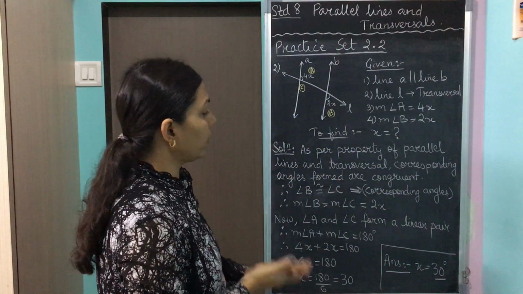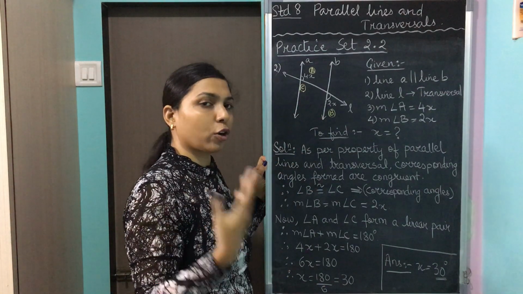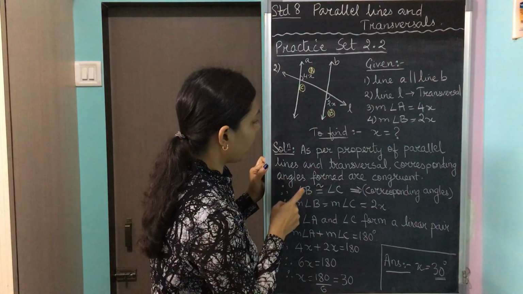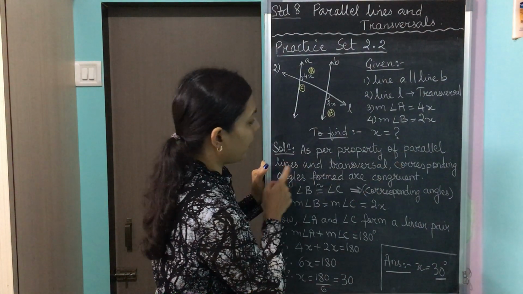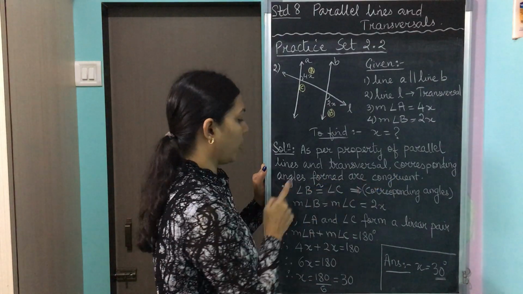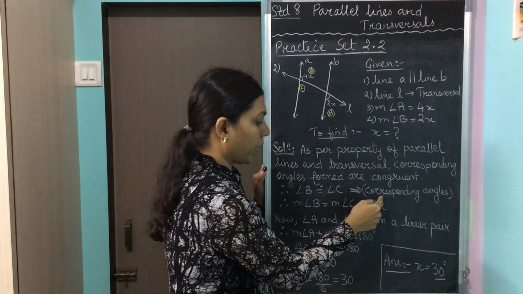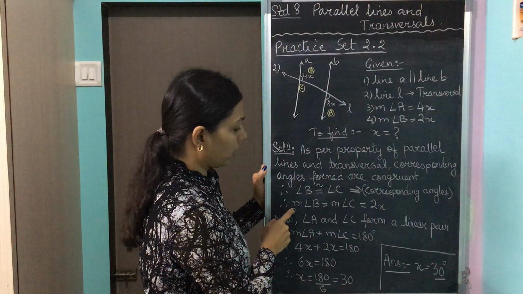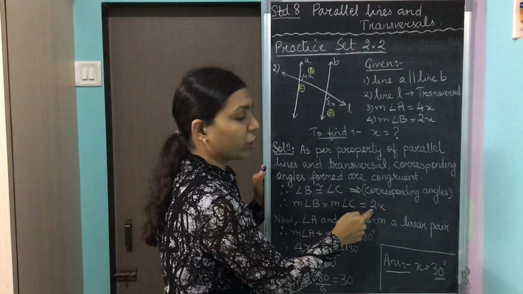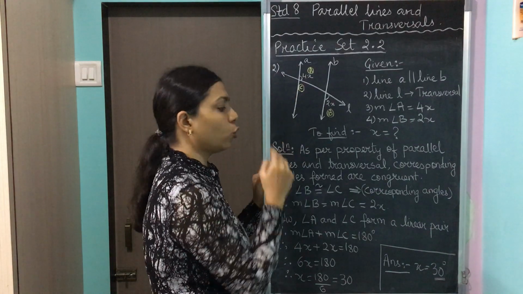Okay, so as I said, angle B and angle C are corresponding angles, so the measurement is the same. That is what I have written. As per the property of parallel lines and transversal, corresponding angles formed are congruent. So the measurement of angle B will be equal to the measurement of angle C, which is 2x. If this is 2x, this is also 2x.